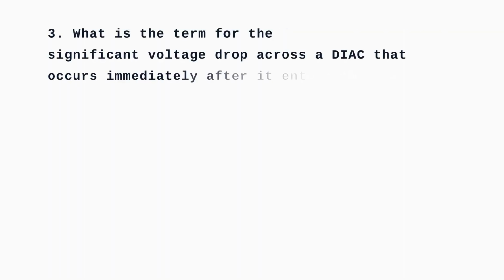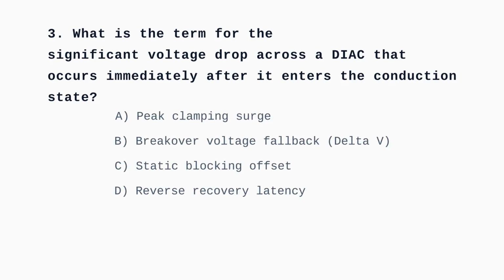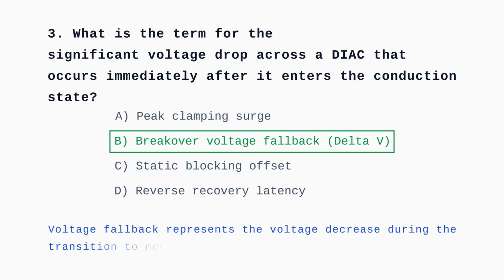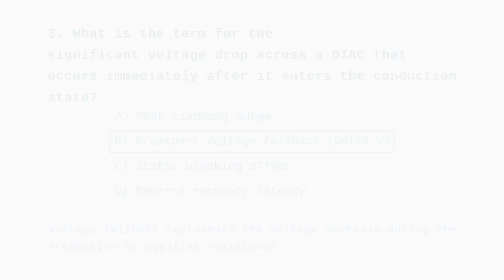Question 3. What is the term for the significant voltage drop across a DIAC that occurs immediately after it enters the conduction state? Once breakover is reached, the voltage across the device falls sharply by several volts. This drop is formally called the breakover voltage fallback, or delta V.